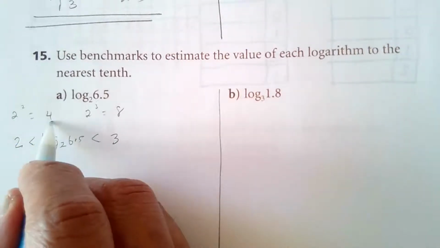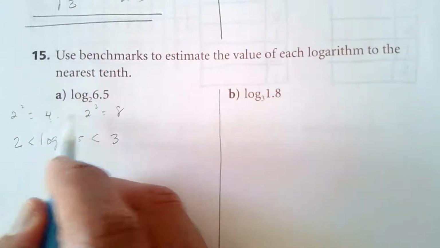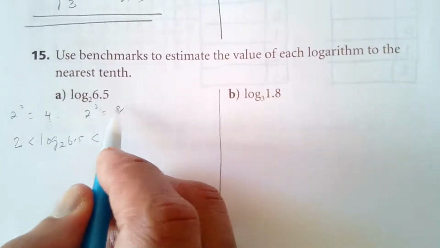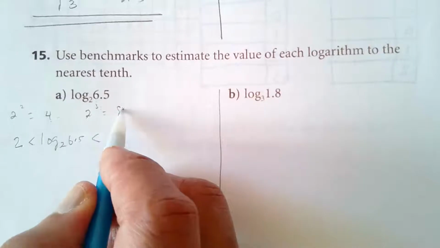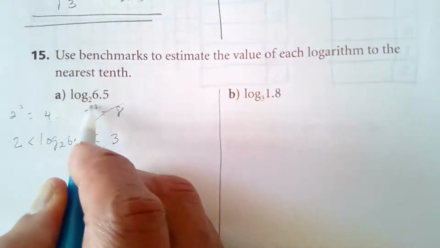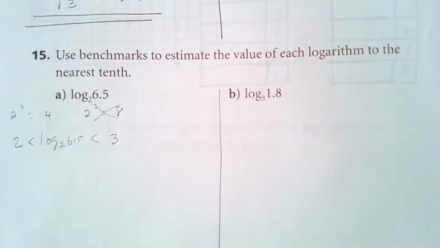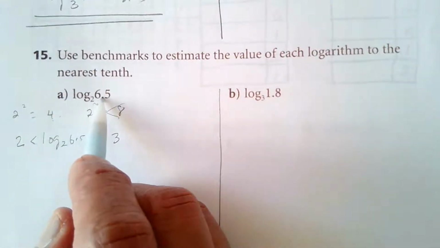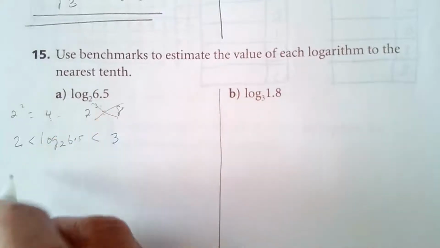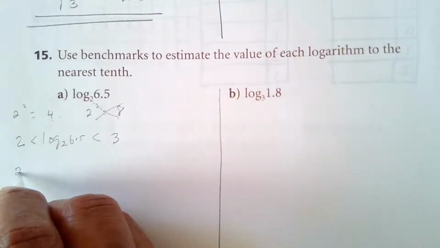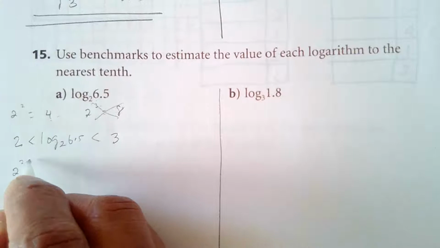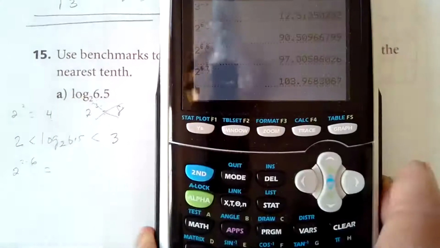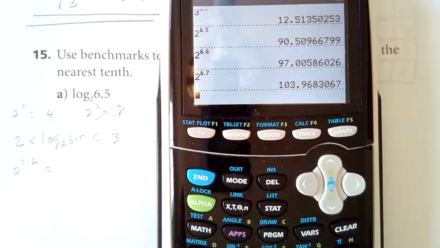Two to the power 3 is much greater than 6.5, so we will not consider that. Instead we increase from 2 to get as close as possible to 6.5. So we'll try 2 to the power 2.6. I'm just doing a guess here. Let's see what it is. Notice I'm just doing an estimate.